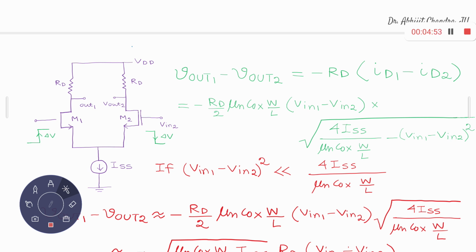You know that Vout1 is given by simply VDD minus ID1 times RD, and Vout2 is nothing but VDD minus ID2 times RD. So what is Vout1 minus Vout2? That is simply minus RD times (ID1 minus ID2).